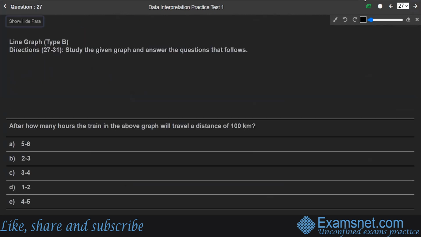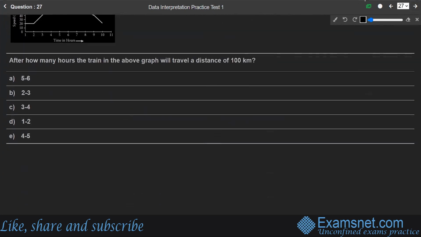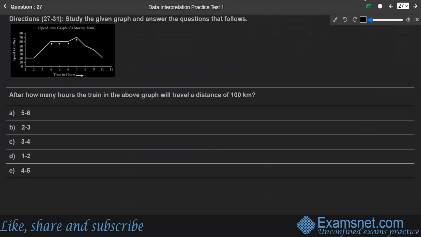Okay, so we have a different question now. There is a line graph given. What are they saying? Study the given graph and answer the following question. There's a graph given. This is speed on the y-axis, time on the x-axis, and the time from 1 hour to 2 hours, 2 hours to 3 hours, 3 hours to 4 hours, and 4 hours to 5 hours, and so on. The time has been given to us. So let us find this out.